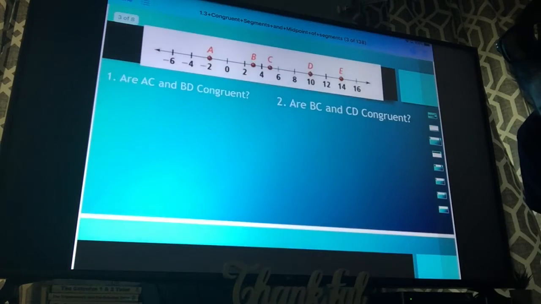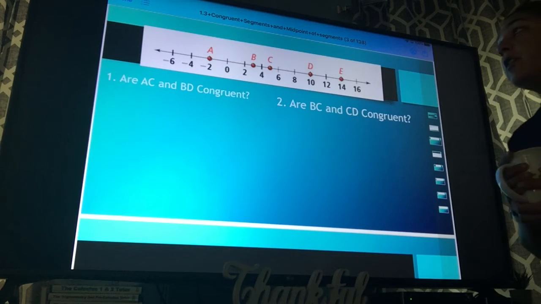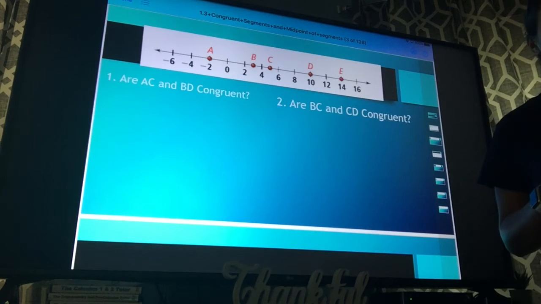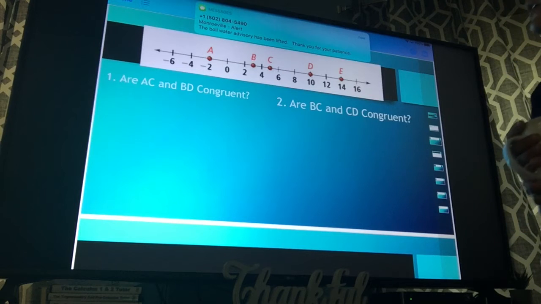So we're going to look at congruent. It says, are AC and BD congruent? And here's what I'm going to tell you. Even when you do the ones by yourself, don't write me just yes or no. Do not write me just yes or no. You can show a little bit of work.